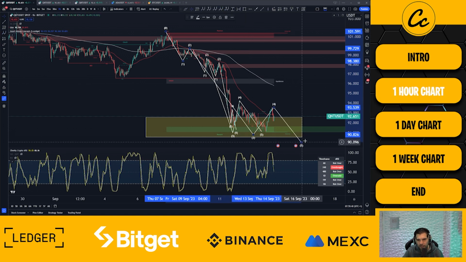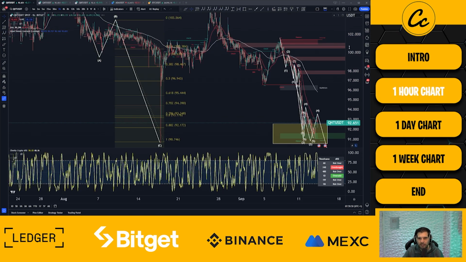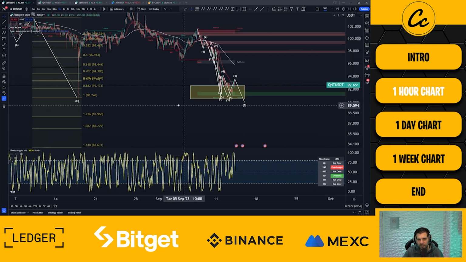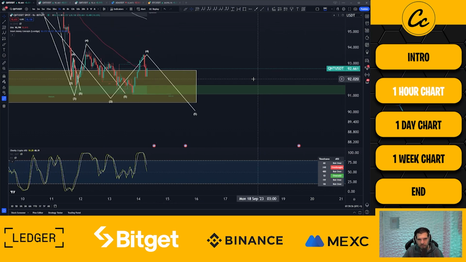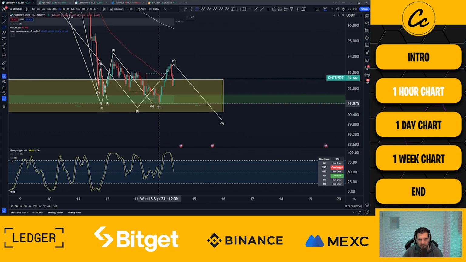Up to 4, down to 5. Okay, so that's kind of where it looks. And it would basically finish off this structure. It looks like we still have that extra little bit to go. Nothing too major by the looks of it, but just a fraction more. Let me go ahead and just check.